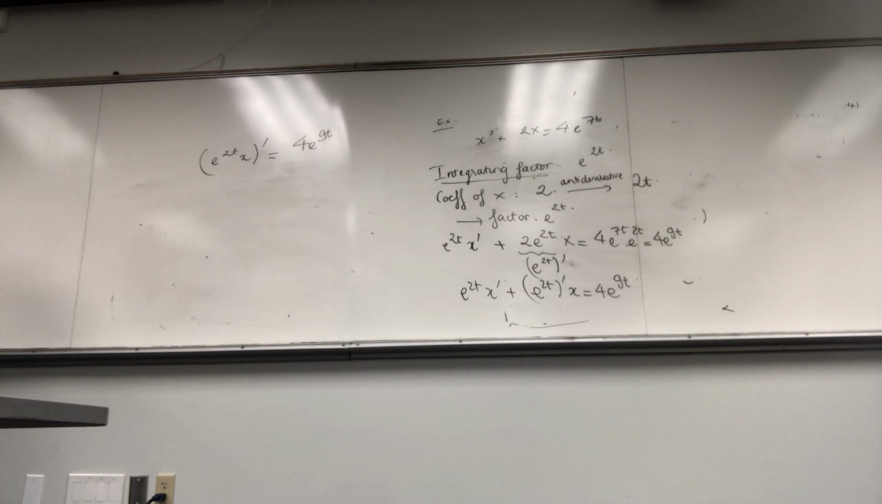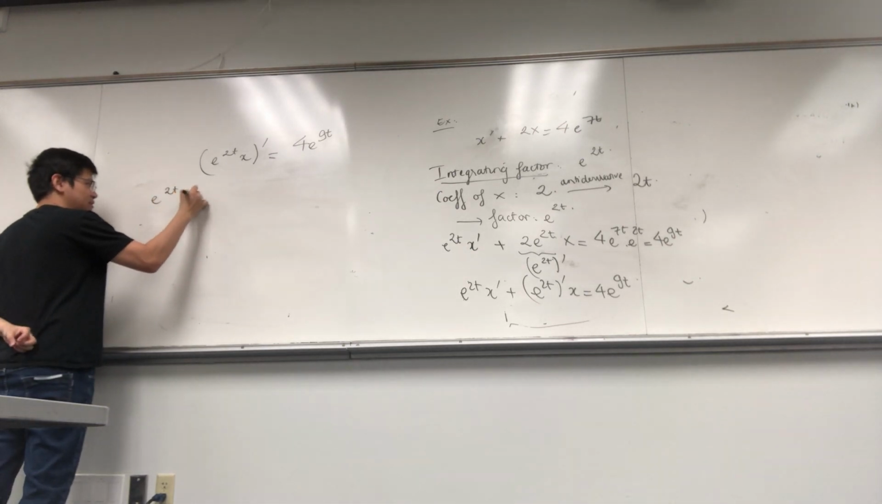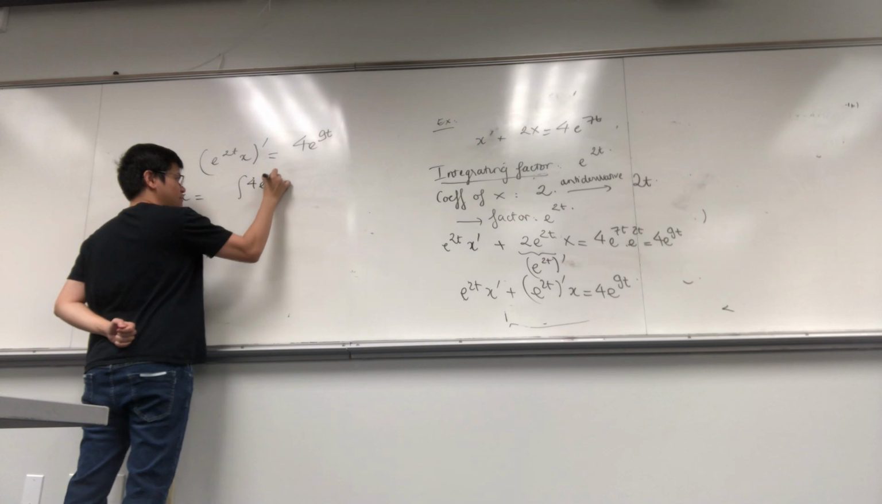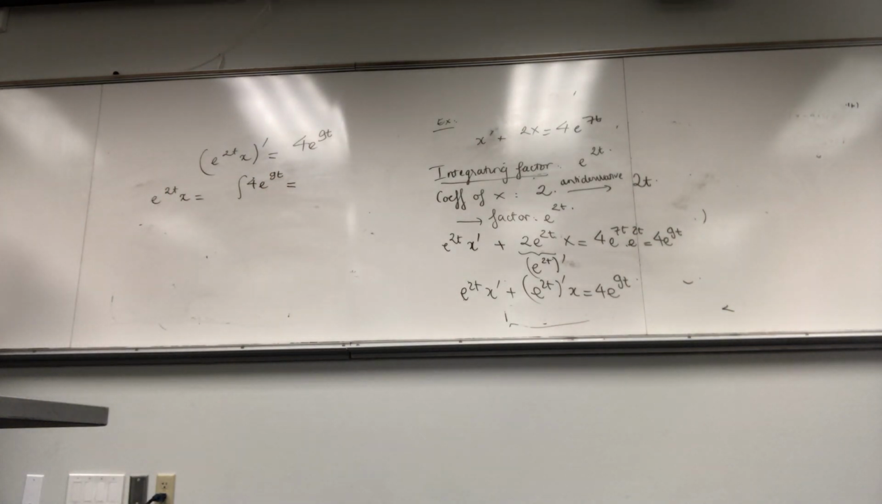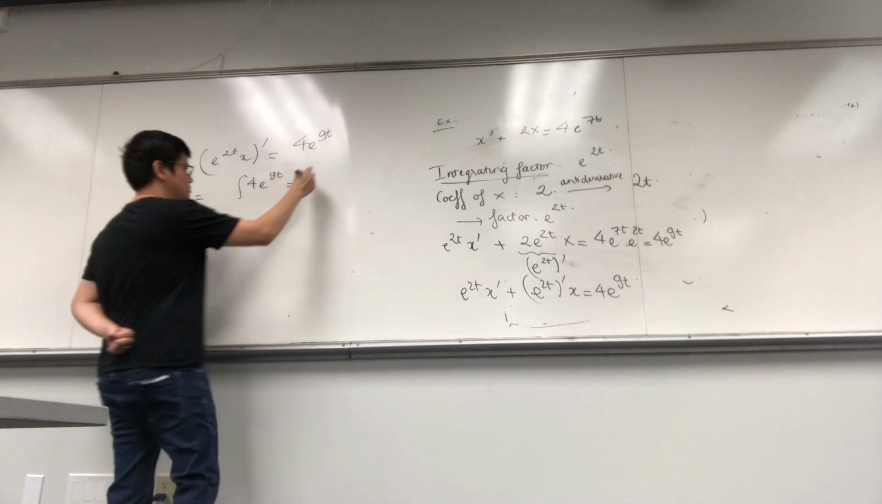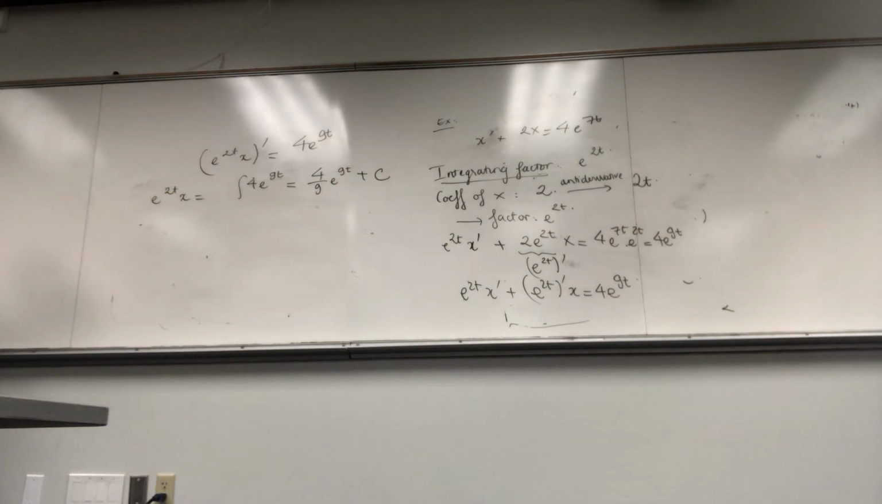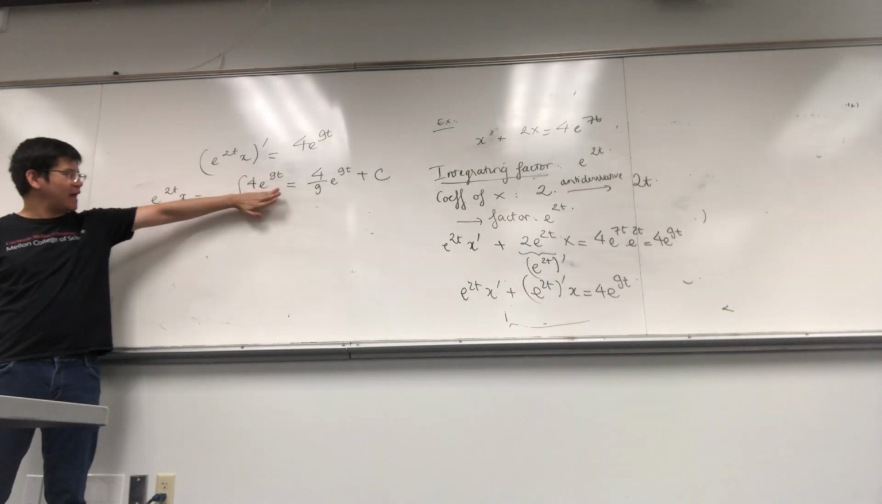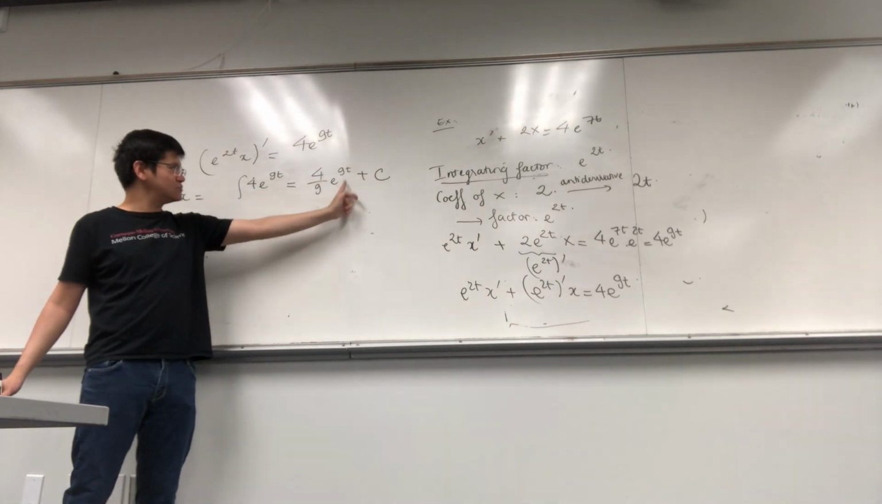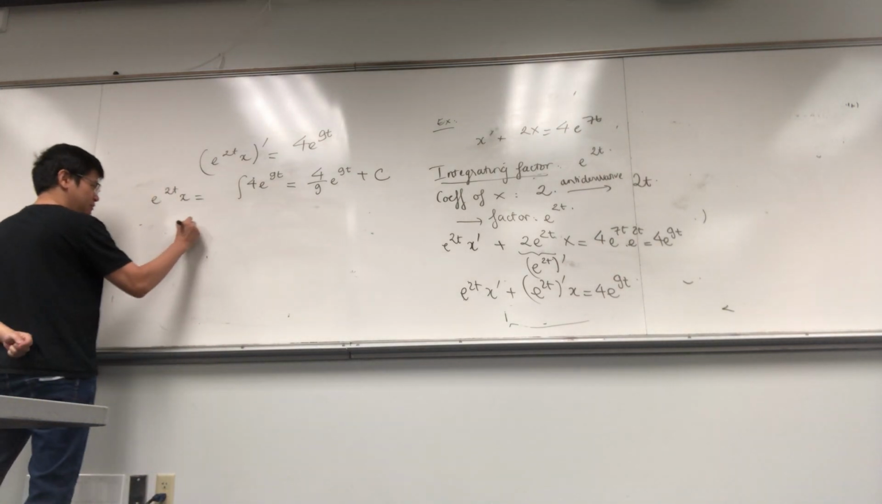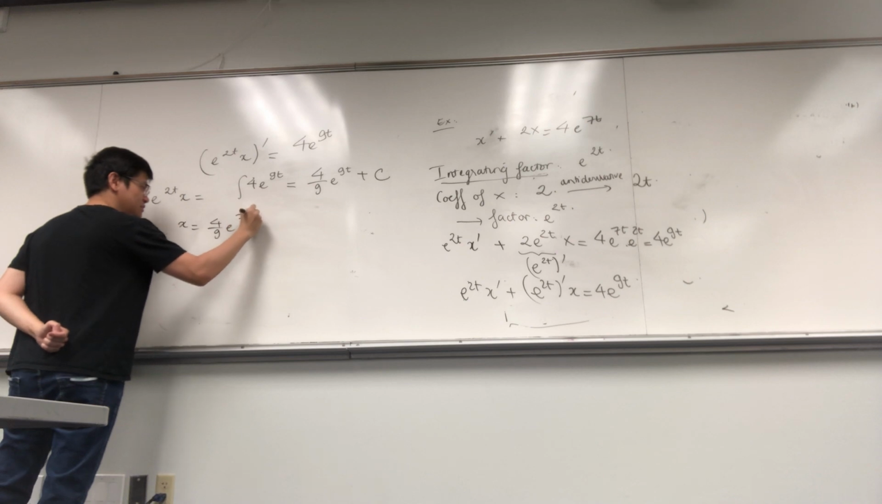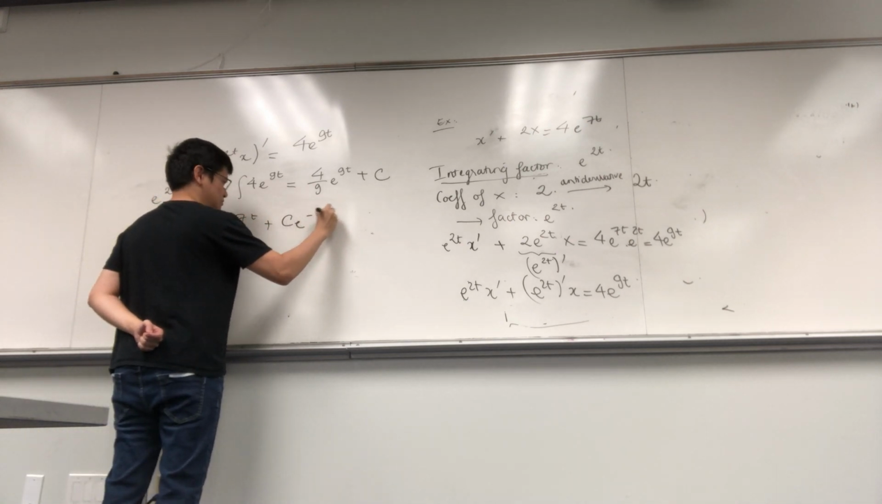Now, how can I solve this equation? Yes, integrate both sides. So you're going to integrate both sides. What is the antiderivative of 4 e to the 9t? Yes, so we have 4 over 9 e to the 9t plus c. All right? So you take the antiderivative of this. This is 4 over 9 e to the 9t plus c. All right, so x will be 4 over 9 e to the 7t plus c e to the power minus 2t.